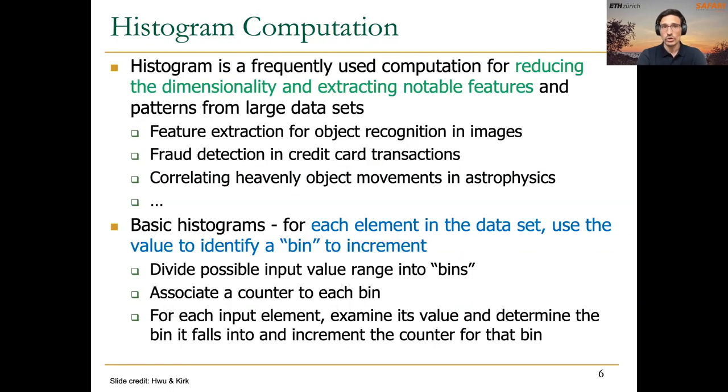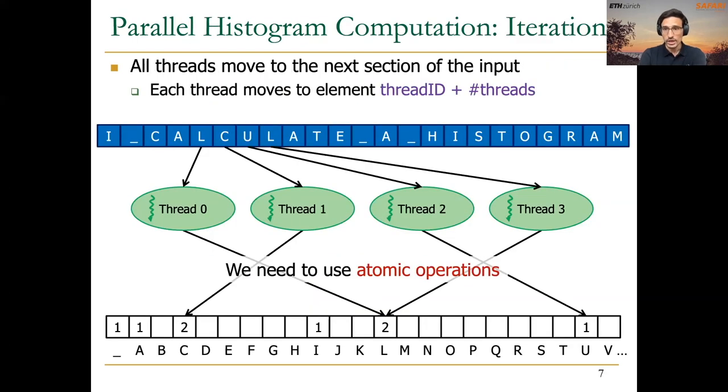The second parallel pattern that we covered was histogram computation. Histogram is a frequently used computation for reducing the dimensionality and extracting notable features. Remember that in histogram, what we do for every input element is to identify the bin of the histogram that this element belongs to and update or increment the corresponding counter, the counter that is associated to each bin. In a parallel implementation of histogram computation, we have to take care about the fact that we have multiple threads running in parallel, and these threads might want to update the same locations of the histogram or the same bins of the histogram at the same time.